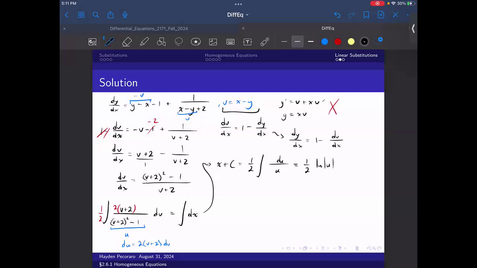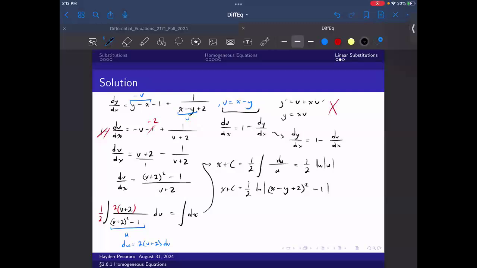All right, last thing we need to do is substitute everything back in. So we get y's and x's. And u was all of this stuff. So we have x plus c equals 1/2 log of (v plus 2) squared minus 1. And then v was x minus y. So we can go ahead and plug that in here: (x minus y plus 2) squared minus 1, and that's it.